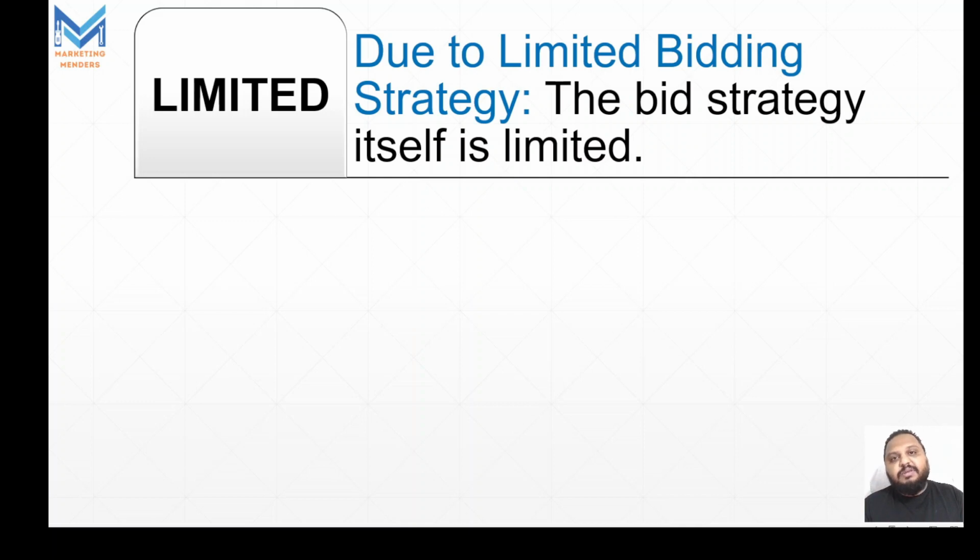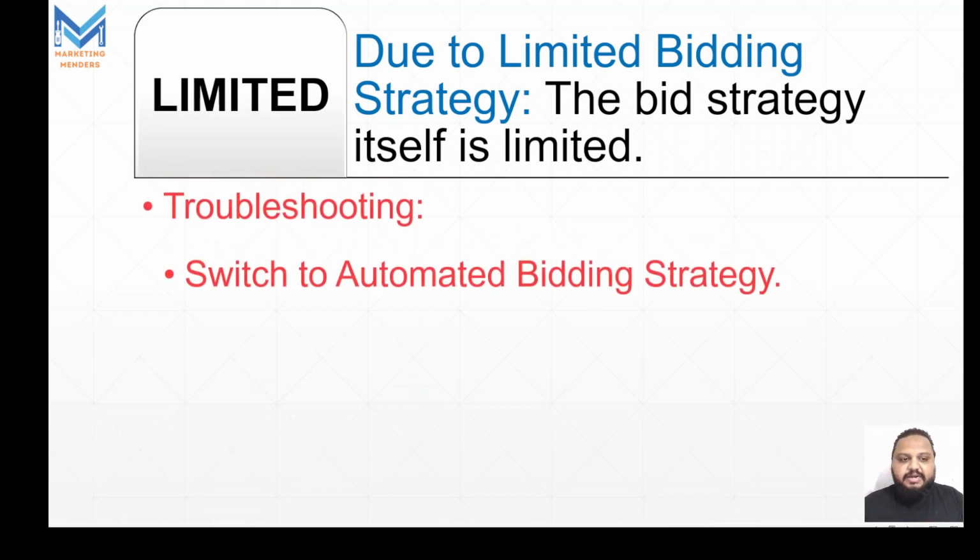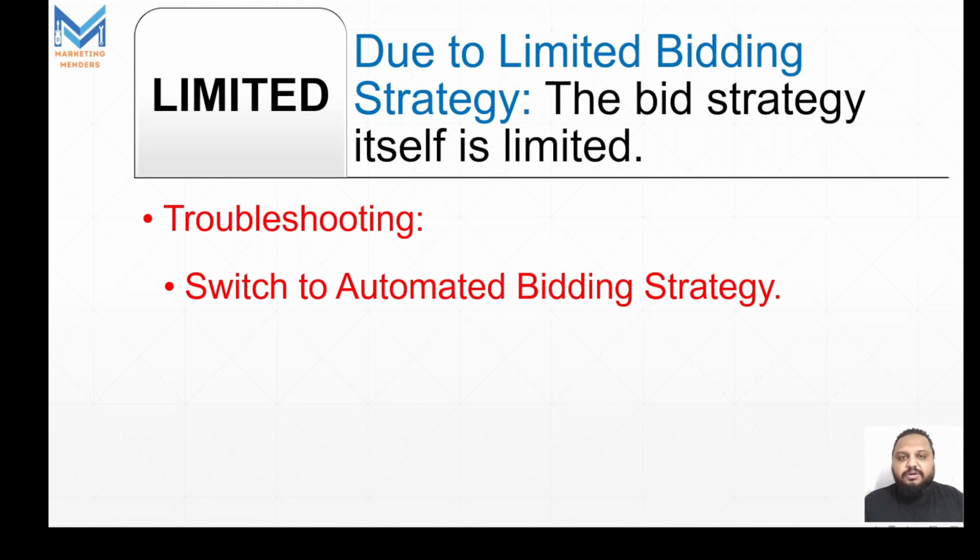There is a problem with the bid strategy which you have selected, and there could be a mismatch between the objective which you want to achieve and the bid strategy you have selected. So in that case, what you can do is switch to the automated bidding strategy. In the beginning, I explained that there are two types of bidding strategies, manual or automated. There could be a reason that you have selected a manual bid strategy, which is generally used by digital marketing experts.